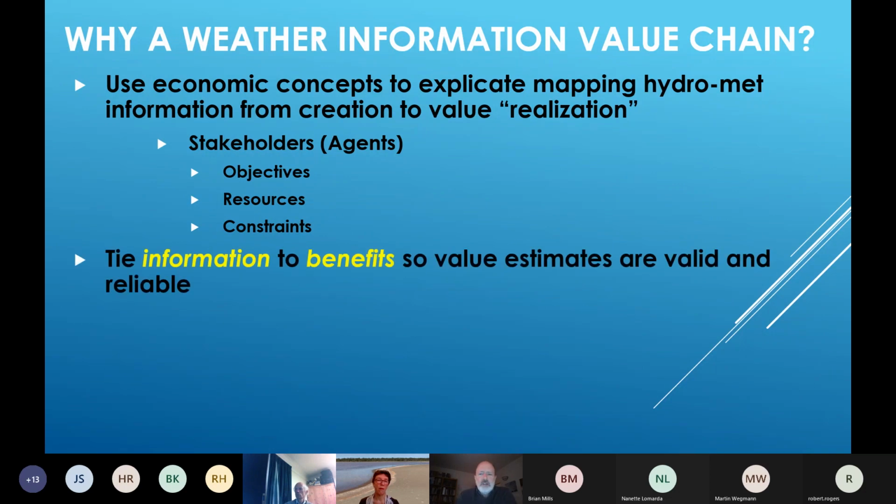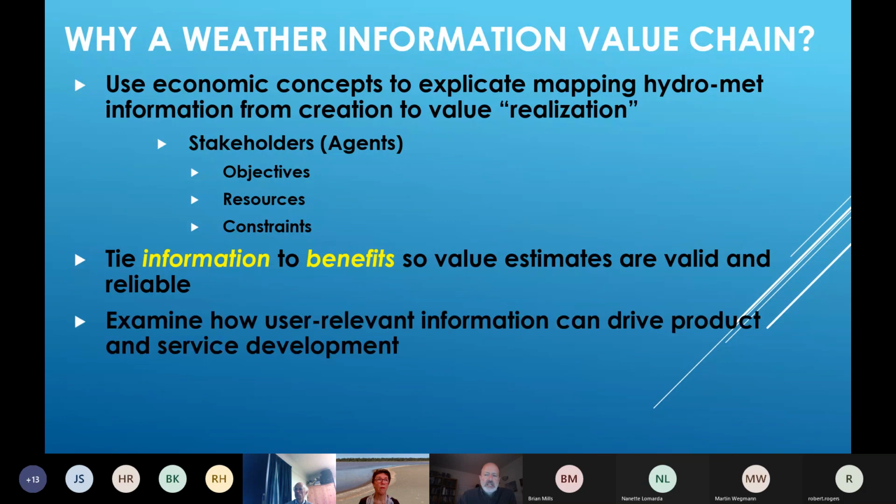I've advocated the use of the value chain so that we can tie information or studies of hydromet products and services to benefits so that the estimates are valid and reliable. There's a lot of economic studies which are back of the envelope, which are not necessarily considered valid or reliable studies of the benefits of information.